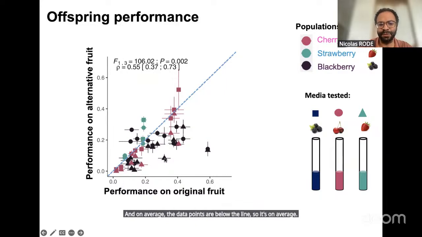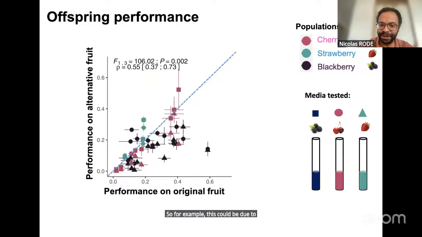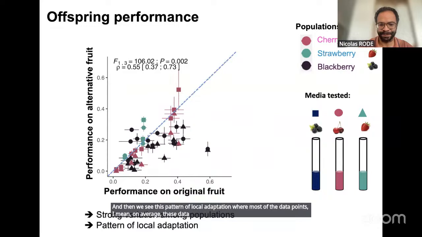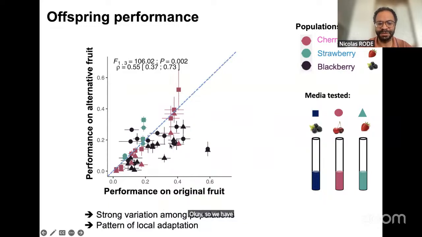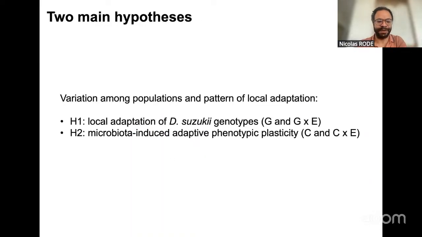So what we see is two things basically. We see a large variation depending on the fly population, and it's what we see here. Some fly populations are better across the three fruits, and some are really bad across the three fruits. For example, this could be due to different levels of inbreeding. And then we see this pattern of local adaptation where, on average, these data points fall below the line. So we have strong variation among populations, and we have a pattern of local adaptation. And so how could we explain this?